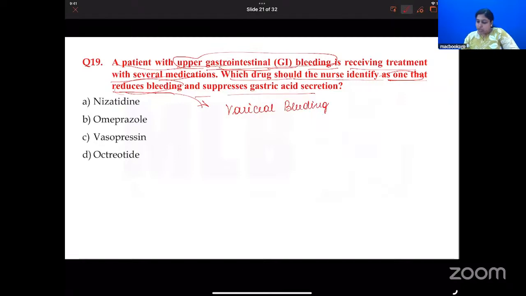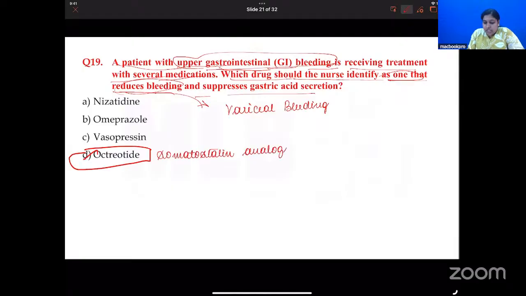So many people started answering correctly. Octreotide is a somatostatin analog, which has a dual purpose: it is an important drug of choice in the management of variceal bleeding, as well as suppressing gastric acid secretions, right? So this is a drug of choice.